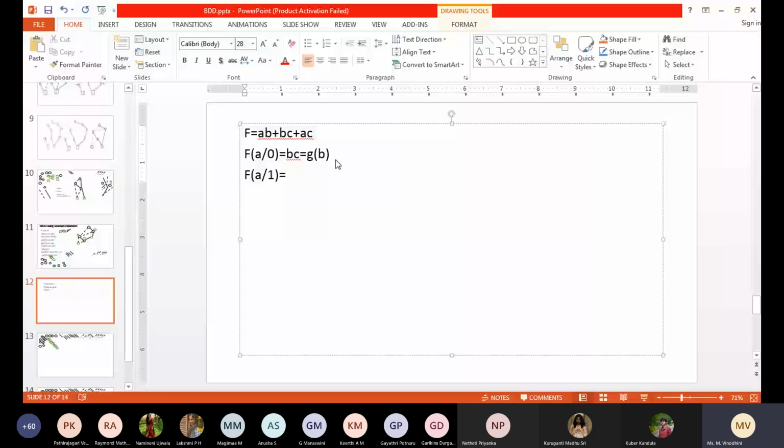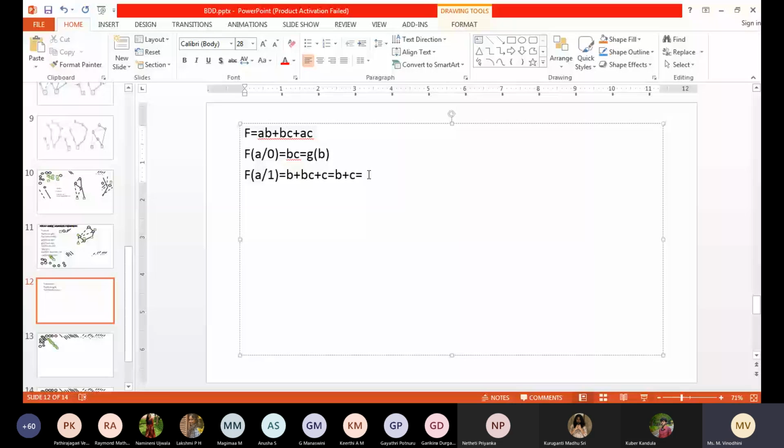Has anybody tried to simplify this, or can I take it as it is? When A is 1, B plus BC plus C. Can I simplify this further? If I simplify, you will get B plus C. If you require, you can even simplify it, not an issue. So this is the first level. Here I am getting B plus C, here I am getting BC. Both are different, so definitely I have to assign two different variables.